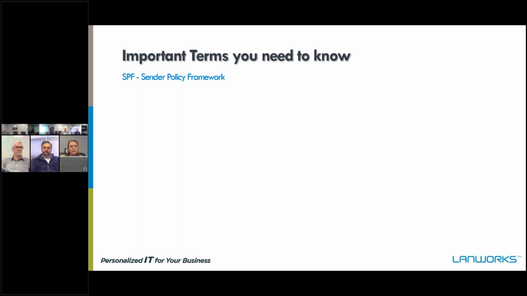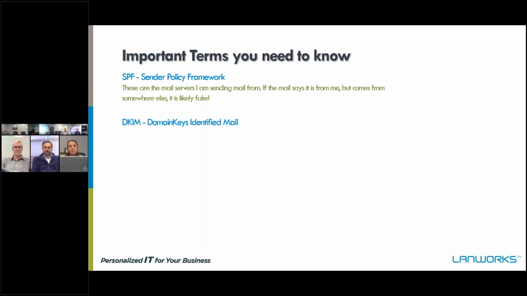The first one is your SPF record, or your Sender Policy Framework. A lot of people have probably heard about this already, and it's one of the key pieces of this puzzle. Basically, it means these are the mail servers I am sending mail from. If the mail says it's from me, but it comes from somewhere else, it is likely fake. The second one is what we call DKIM, or DomainKeys Identified Mail. This is basically a digital signature that my mail server uses to sign outbound emails. If the signature is missing or does not match, it is not my email, and it is fake.